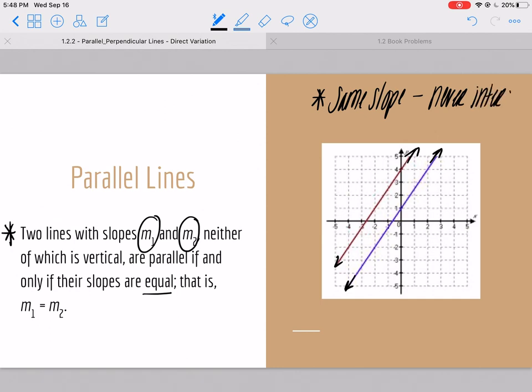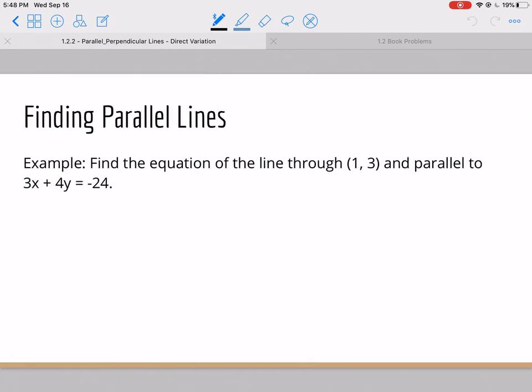So the reason that they never intersect is because since they have the same slope, the lines are growing at the same rate of change, or at the same pace. So if they're growing at the same rate of change, then one line is never going to have the chance to overtake the other line and surpass it or cross over it. Okay, so they have to have equal slopes.